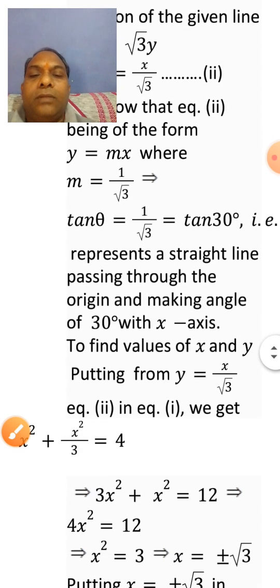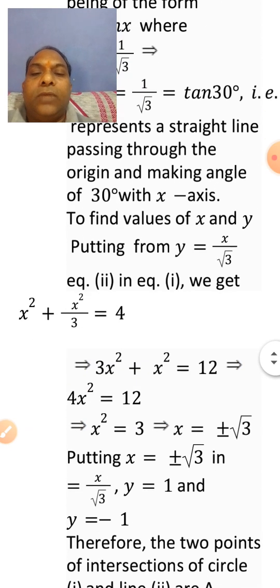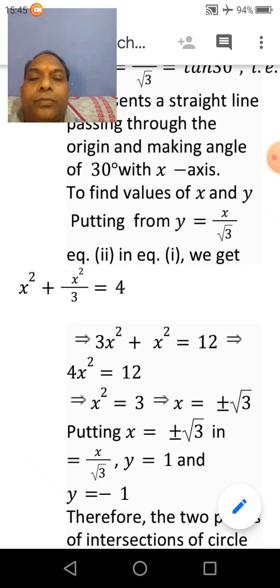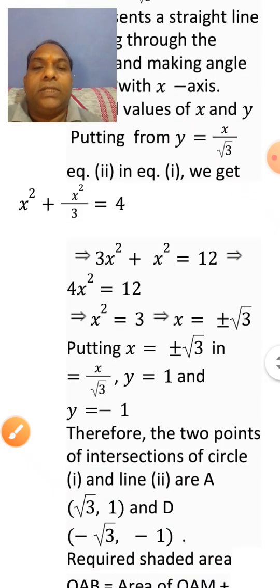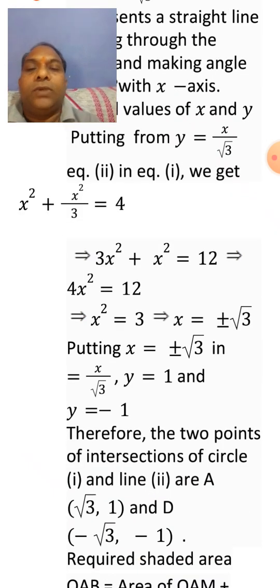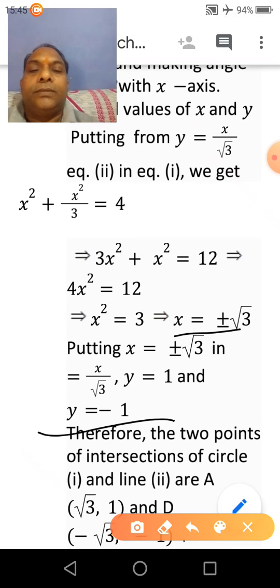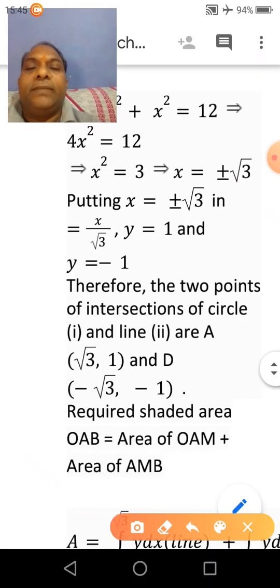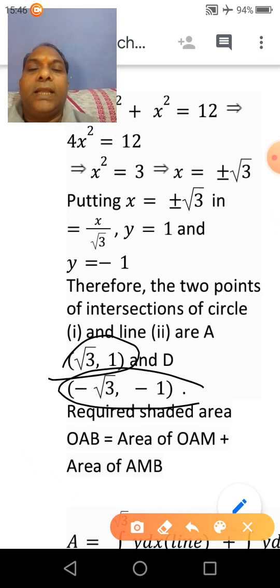To solve, you have x is equal to plus minus root 3 and y is equal to minus 1. Then the points of intersection will be (root 3, 1) and (minus root 3, minus 1).